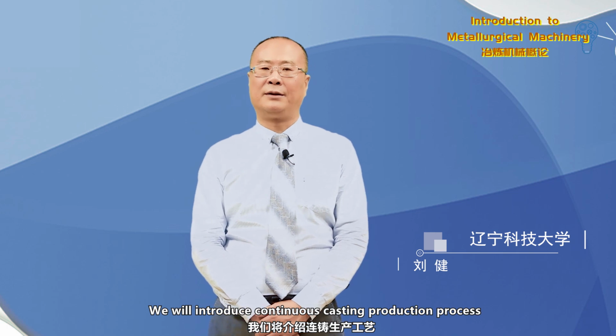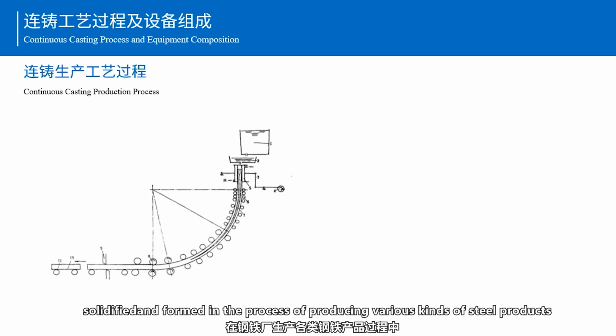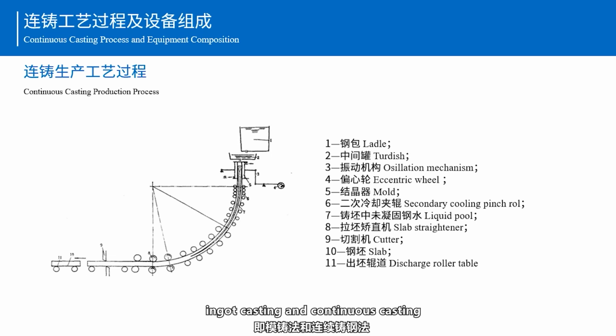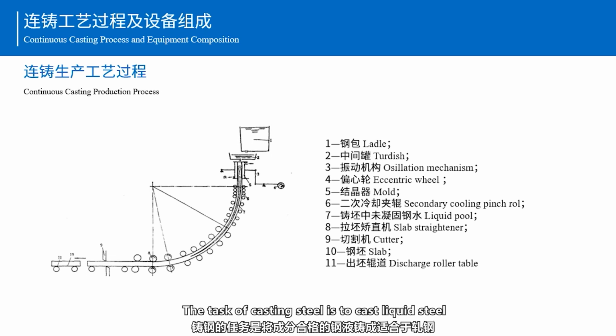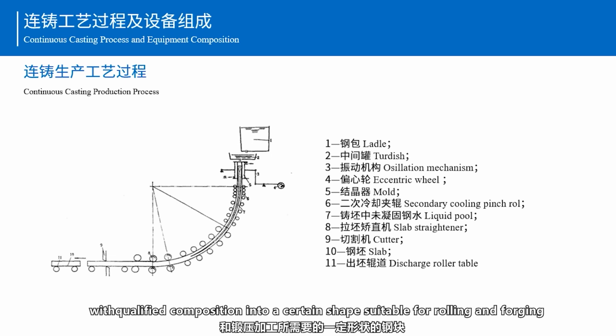Hello everyone. We will introduce the continuous casting production process. There are two ways to make molten steel solidified and formed in the process of producing various kinds of steel products: ingot casting and continuous casting. The task of casting steel is to cast liquid steel with qualified composition into a certain shape suitable for rolling and forging.